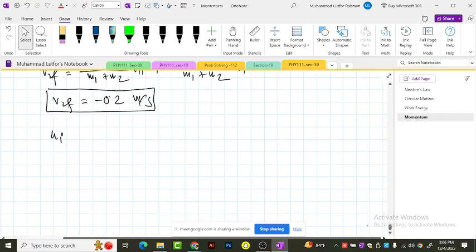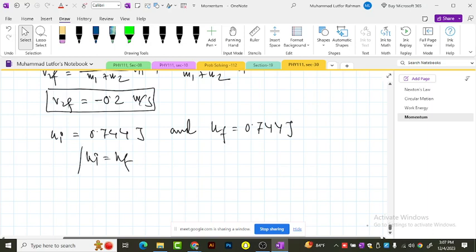So kinetic energy initial and kinetic energy final. If you find the kinetic energy initial, that's going to be 0.744 J, and kinetic energy final is also 0.744 J. Since it's equal, kinetic energy initial equals kinetic energy final, then it should be an elastic collision, right? It's going to be an elastic collision over here. Fine?